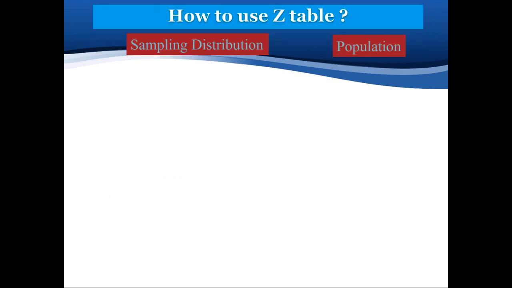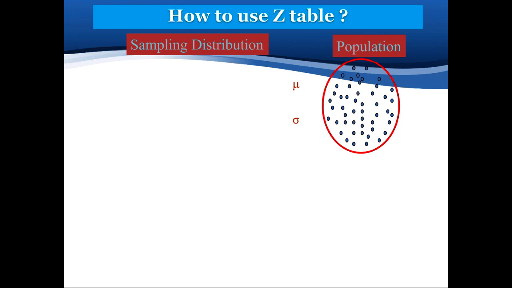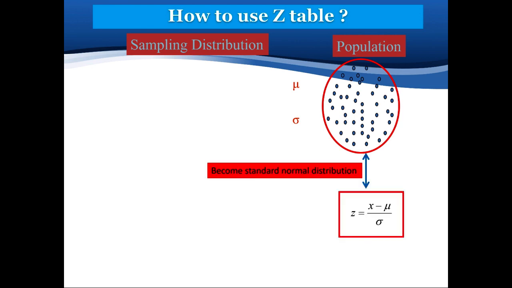Now, we'll see how we can use the z-table to apply it. We can use the z-score formula to transform it into a standard normal distribution. That is, for the population, z-score equals the value x minus mean mu, divided by standard deviation sigma.